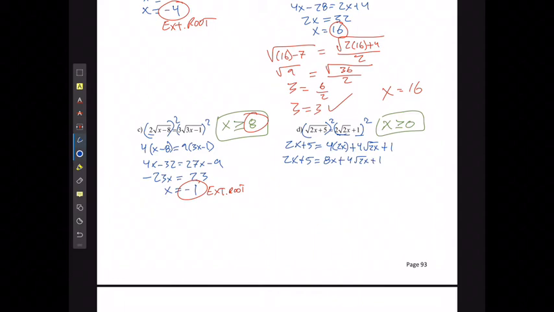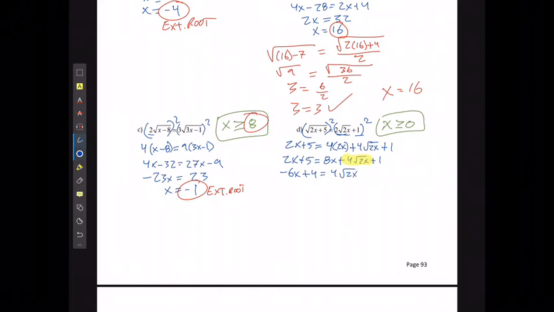And I have 2x plus 5 is equal to 8x plus 4 root 2x plus 1. This is the first time that we've had it where we wind up with a radical still in there after we square both sides. So now I'm going to need to isolate that radical in order to solve it. So I'm going to move everything away from the radical. I'm going to subtract the 8x from both sides. I'm going to subtract the 1 from both sides, and that is equal to 4 root 2x.